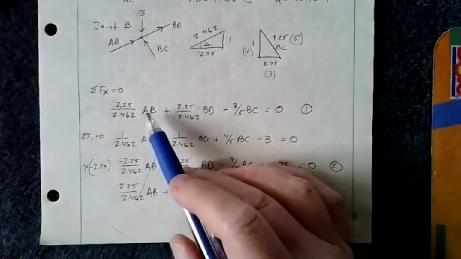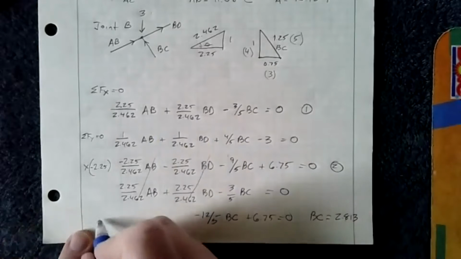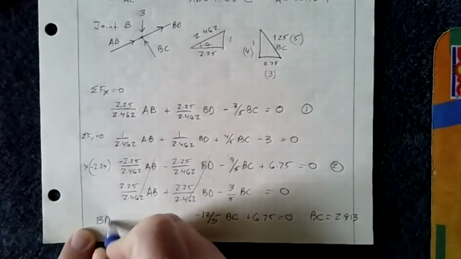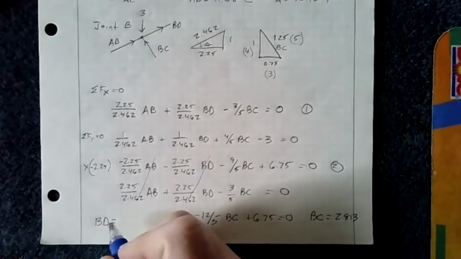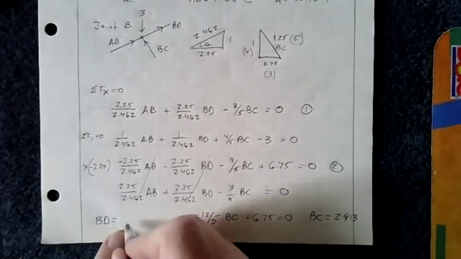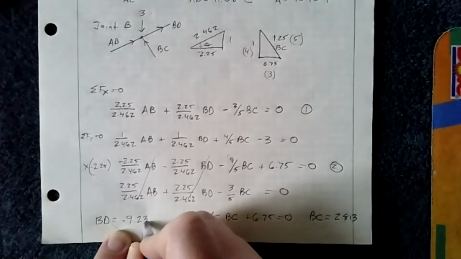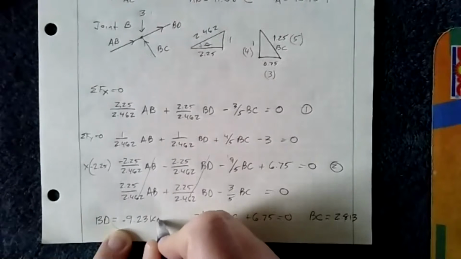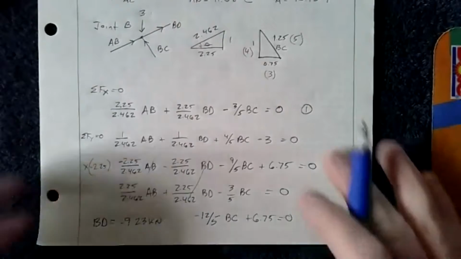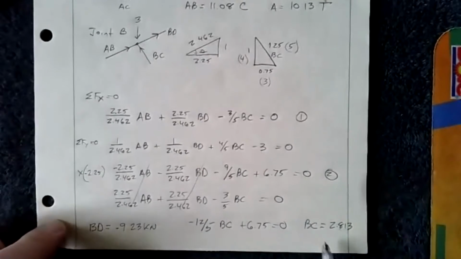Now you're going to put in AB, which you already know, and you'll solve for BD. I'll leave you to do that. BD gives us a value of negative 9.23 kilonewtons. The numbers are pretty small here, 2.813.